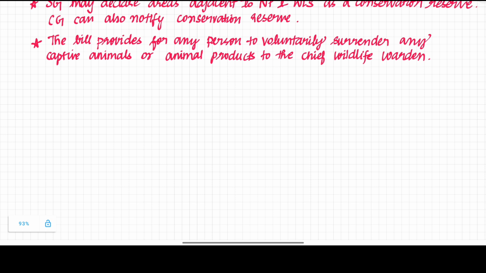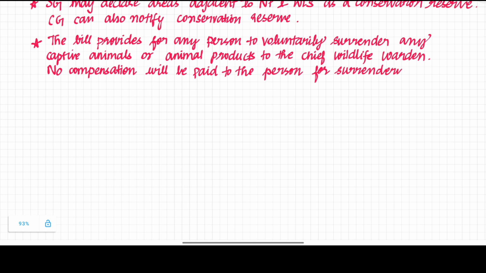There is no compensation. We have to mention that no compensation will be paid to the person for surrendering such items. The surrendered items are the property of the state government. So this is what relates to the Wildlife Protection Amendment Act of 2021.